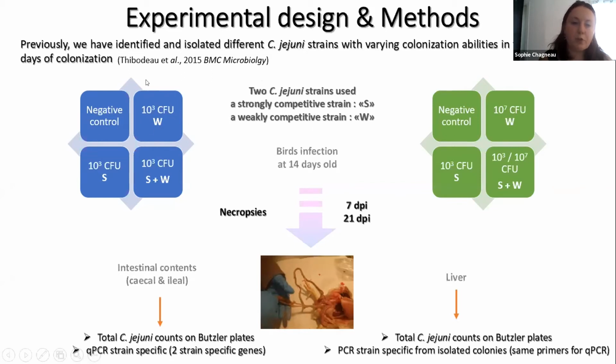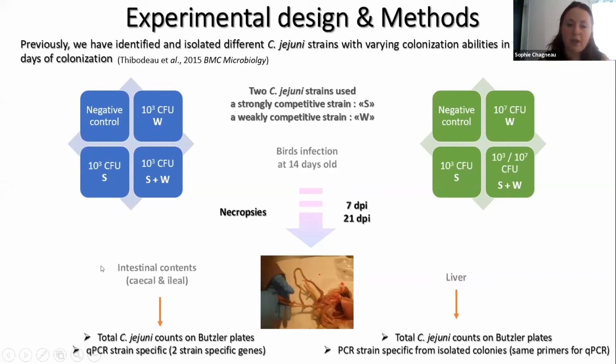And in the first room, we had 4 chicken groups: not infected, infected with 10^3 CFU of the W strain, infected with 10^3 CFU of the S strain, and infected with 10^3 CFU of both strains S and W. And in the other room, it was the same experimental design, but we decided to increase the inoculum of the W strain to check the effect on competition between strains.